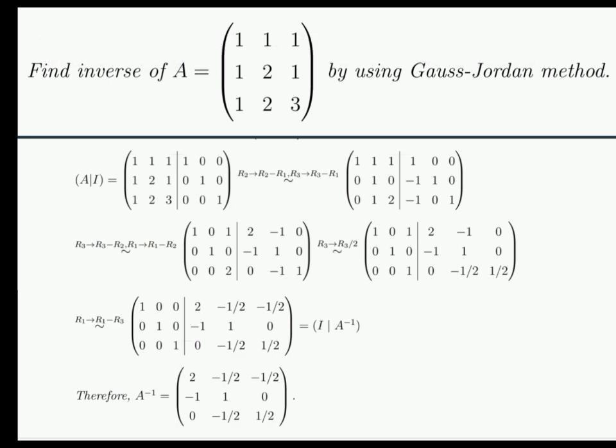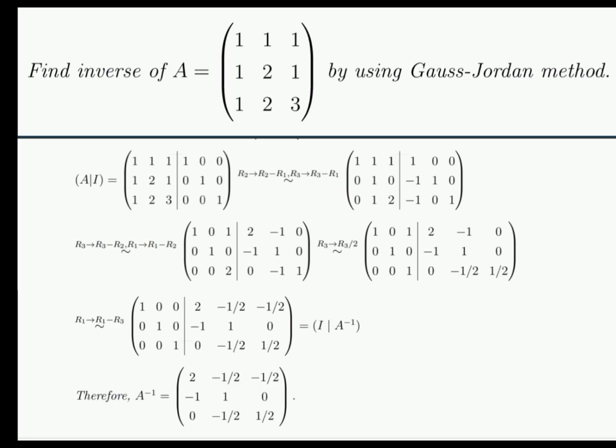Given matrix A is equal to 1 1 1, 1 2 1, 1 2 3. Given matrix is converted into identity matrix. To make first column element 0 with help of R1, R2 such that R2 minus R1, that is 1 minus 1 becomes 0. R3 such that R3 minus R1, 1 minus 1 becomes 0. To make second column element 0 with the help of R2, R3 such that R3 minus R2, R1 such that R1 minus R2. 1 minus 1 becomes 0 and 1 minus 1 becomes 0.